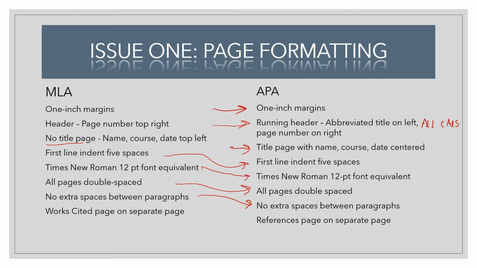And both of them will have a page of citations. In MLA, it's called the Works Cited page, and in APA, it's a References page, but both of them will be on a separate page. So those are the main differences between the formatting of MLA and APA.